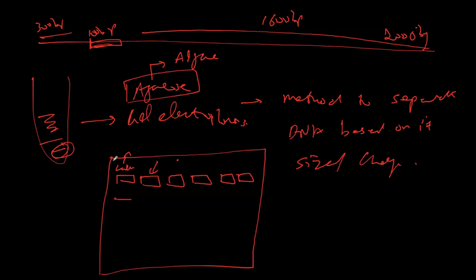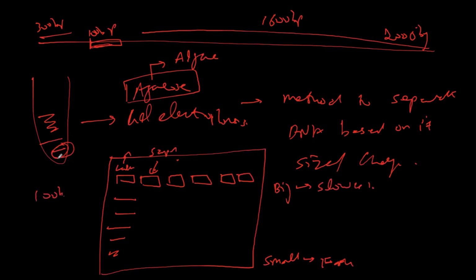Once I load my ladder and my sample, I'll run it. When I run the sample, it will be separated based on size. Always remember, the smallest and lightest will run fastest, and the large or big one will run slowest. So let's say we have 300 base pair, and then we have 1.6 kilo base pair.